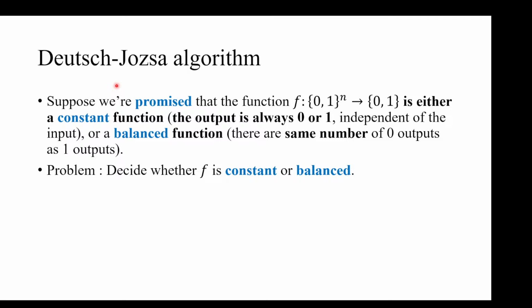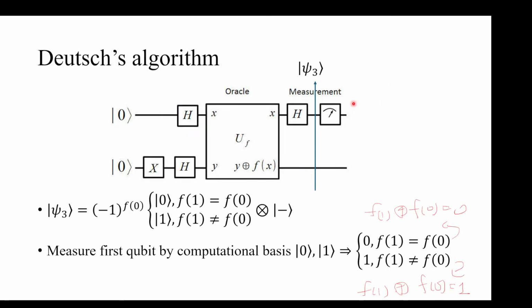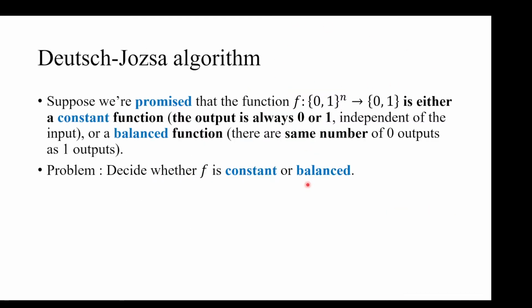So now we want to get a bigger separation, and we start using a bigger function. Our function is now n bit input to 1 bit output. For Deutsch's algorithm, the input was only 1 bit. This is a very brute force generalization of Deutsch's algorithm and the Deutsch problem, as we will see. Anyway, the problem is set up this way.